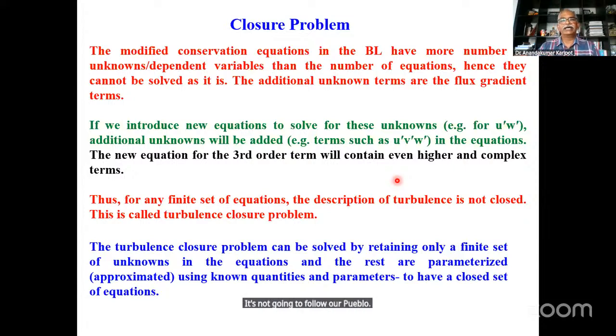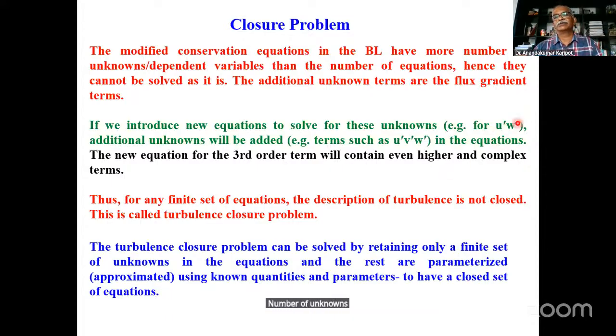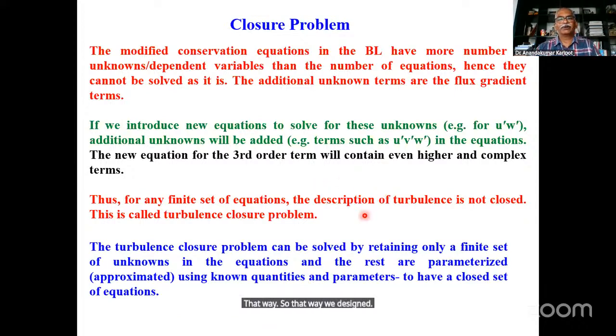So we decide that somewhere we have to compromise. We say that we cannot go beyond a certain number of unknowns, or flux terms or flux gradient terms. We can decide, okay, we will keep u prime w prime, or we keep w prime theta prime. But beyond that, when it comes to higher terms, we don't go for it. For those, we approximate. That way we decide and approximate the higher moments wherever we want.